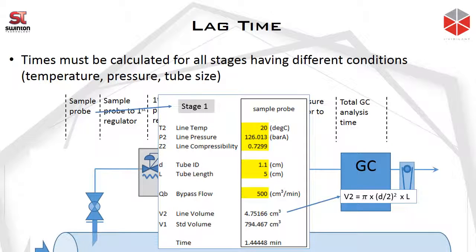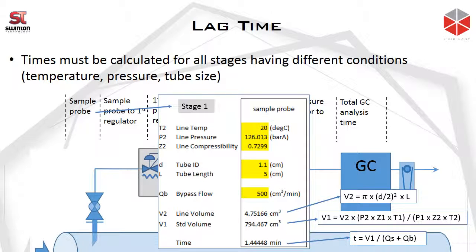So the volume of the gas at this particular stage is simply the pipe area, or the sample probe area, multiplied by the length. The standard volume then can be calculated using the formula we derived, and then the time is simply that standard volume divided by the total flow, which is the sample flow out of the GC plus the bypass flow. So this is the time which is attributed by this particular stage, which is the sample probe.